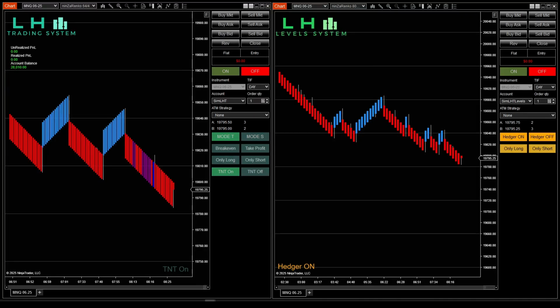On the charts, we have the LH trading system and LH level system strategies working since the market open. The first thing we must do is prepare our strategies by selecting our configuration in the button panel, and then we'll be ready to start.